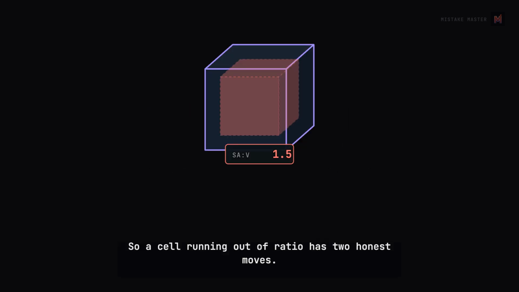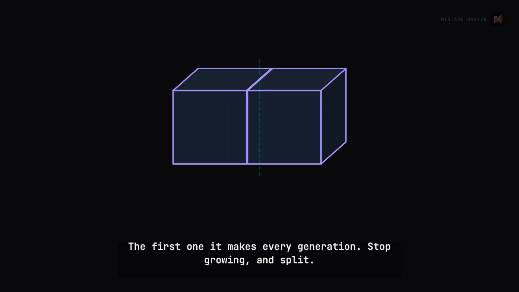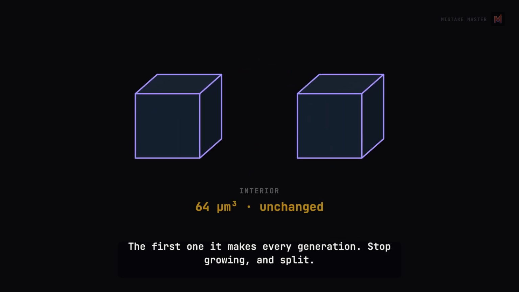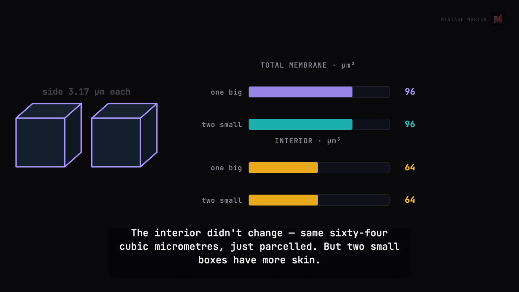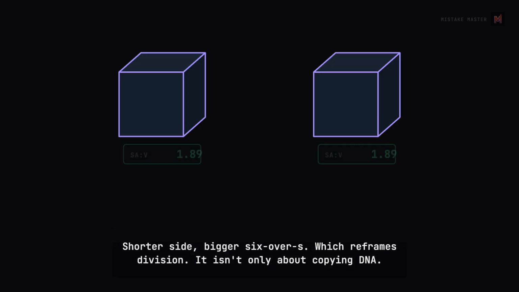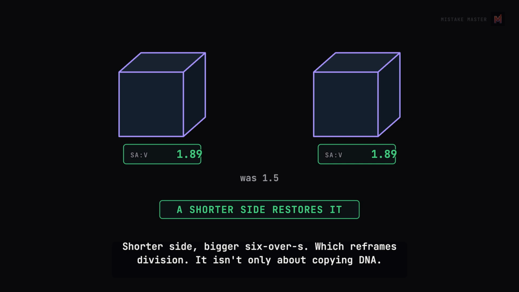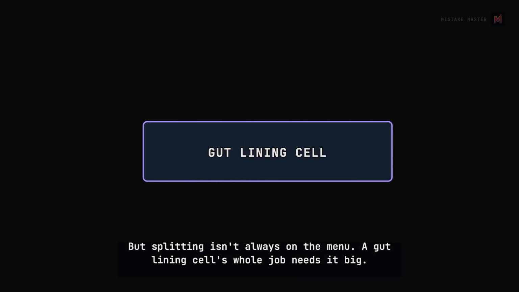So a cell running out of ratio has 2 honest moves. The first one it makes every generation. Stop growing and split. The interior didn't change. Same 64 cubic micrometers, just parceled. But 2 small boxes have more skin. Shorter side, bigger 6/S, which reframes division. It isn't only about copying DNA, but splitting isn't always on the menu.